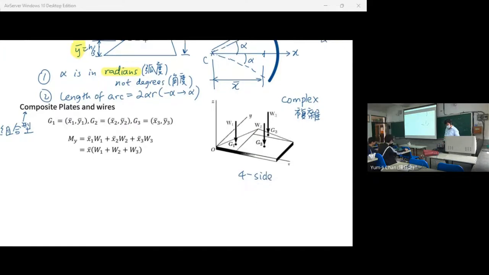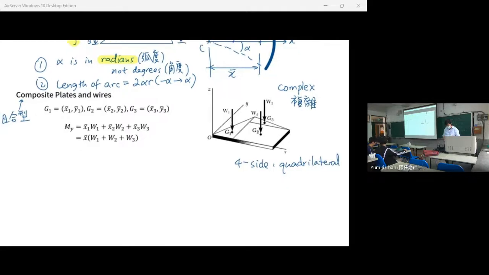In mathematics books it is called a quadrilateral. Okay, 5 sides is pentagon. Very good, very good. Pentagon.